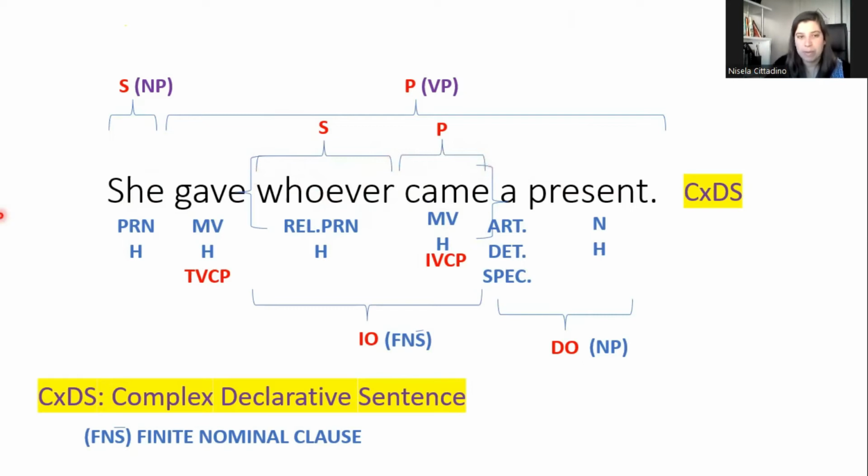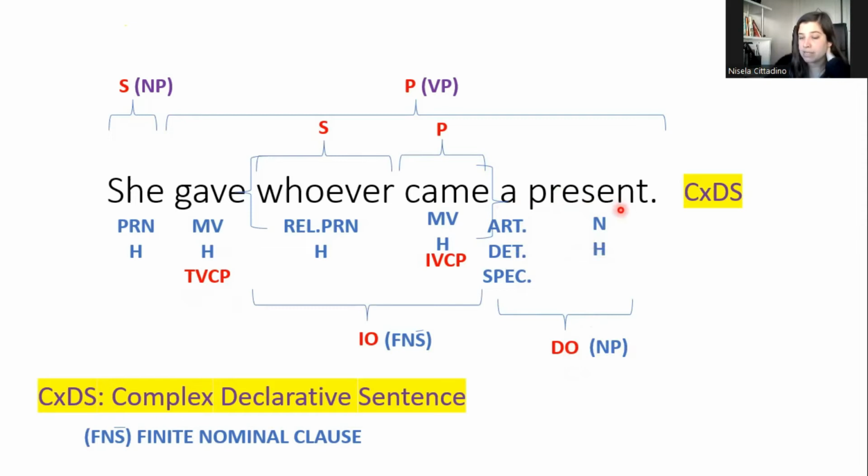Now let us go from the very beginning. We have the subject, as we said, gave, which is the main verb and the head of this clause, and it is a transitive verb of complete predication. It is a transitive verb because we need an object. She gave what? A present. So a present is a direct object. The category of this function is a noun phrase. It has an article, a determiner and a specifier. Present is a noun and the head of the noun phrase. And it is the direct object.